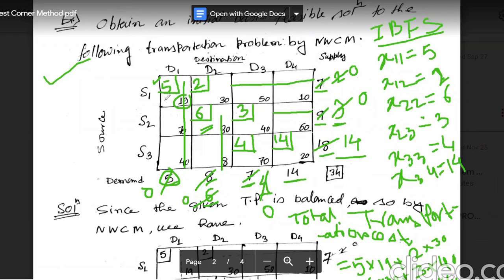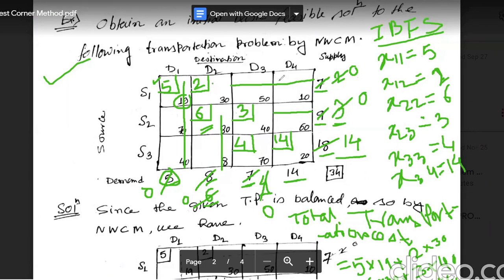So I have allocated 5 here. So the total demand is fulfilled. So that becomes 0. Once the demand is fulfilled, you cancel out that column. Next, move to the next cell. That means this cell. Now this cell.